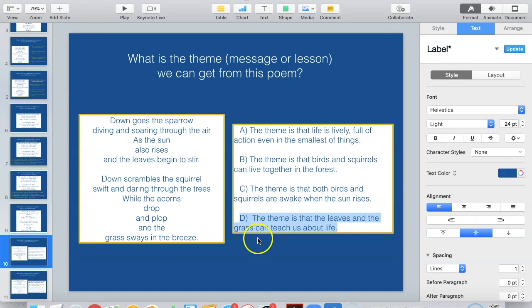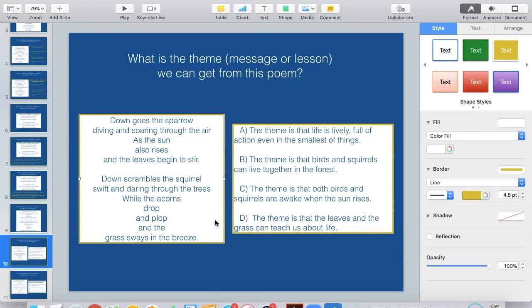The theme is that the leaves and the grass can teach us about life. Is the poem about leaves and grass? Wait a second, I thought we said the topic is the bird and the squirrel. It's not the leaves and the grass, right? The whole thing is about what the bird is doing. The whole thing is about what the squirrel is doing. So D is not it either.